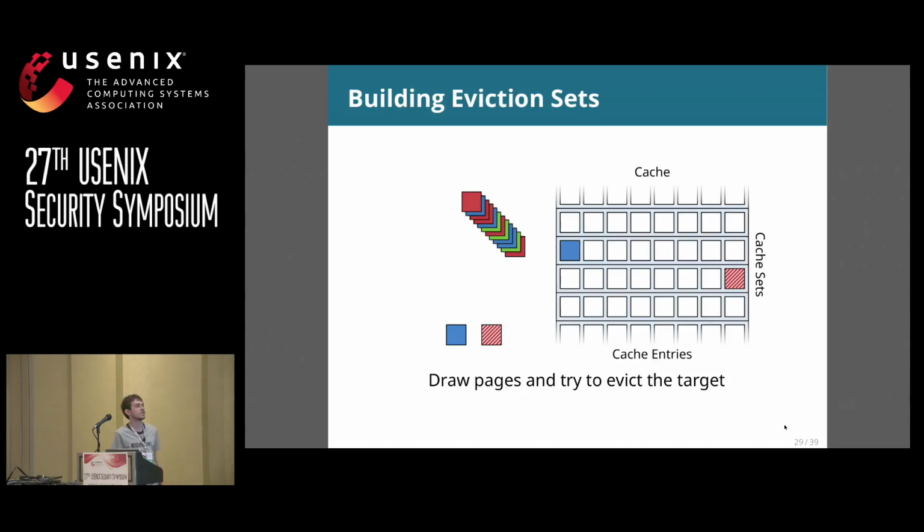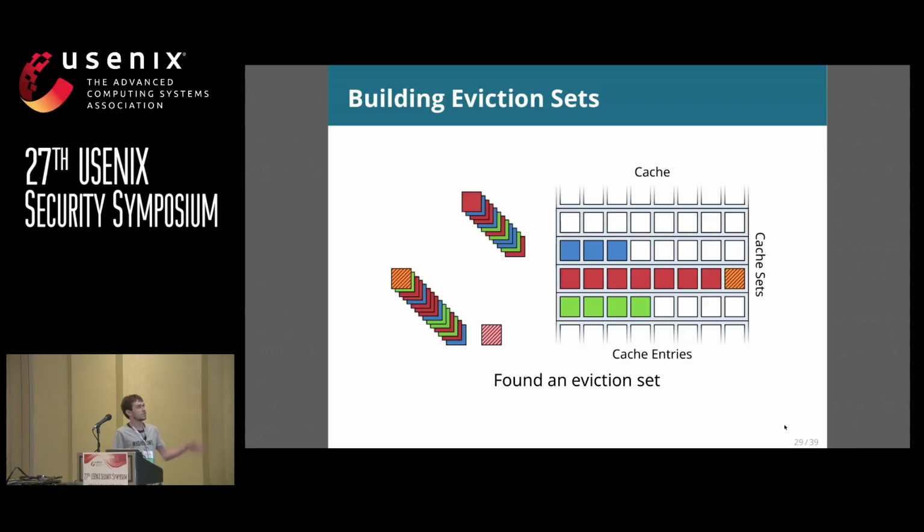But this does not evict our red page. So then we draw another page, and we keep trying to draw more pages until we can actually evict this target page. And then at some point, we'll end up with a set of pages that are able to evict this particular target from our cache. An annoying issue, though, is that we have found the eviction set, but we also have all these pages, these blue ones and these green ones, that are not really useful for eviction sets. So how do we filter these?